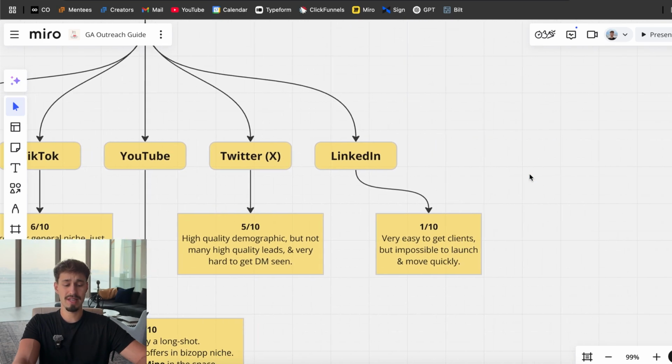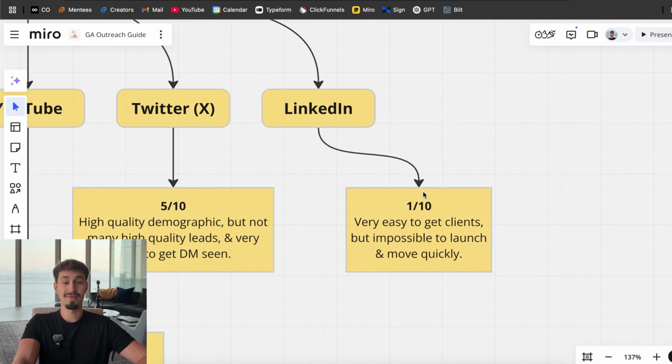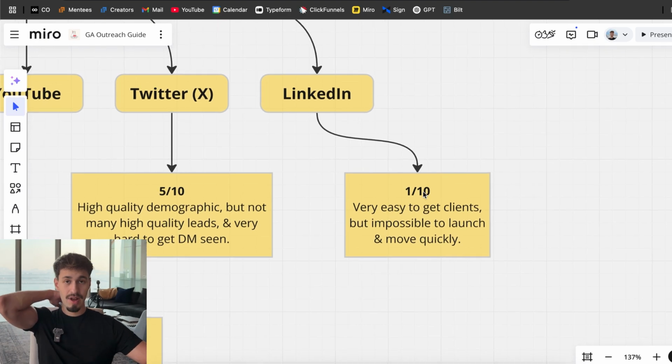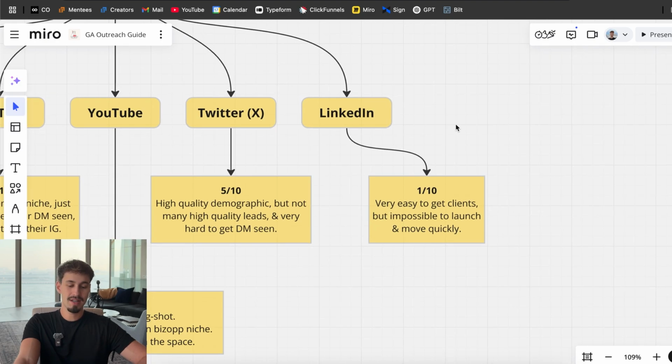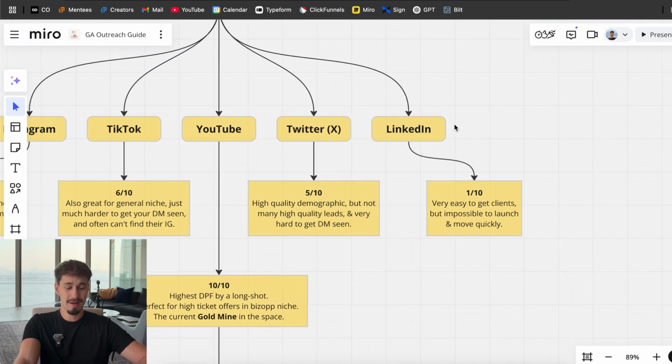I'm gonna start over here at LinkedIn, which is the worst of the worst. It's very easy to get clients on LinkedIn. I ran it for a couple months, and it was absolutely insane. I was like, holy shit, I cracked the code, I'm gonna make so much money. It's very easy to get clients, but it's impossible to launch them. Everyone moves at a snail's pace. I had one dude say, yeah, I can have the course ready in like 6 months. And I'm just like, bro. So I stay away from LinkedIn. I don't even touch that platform.